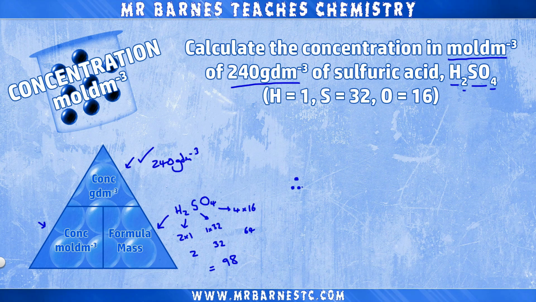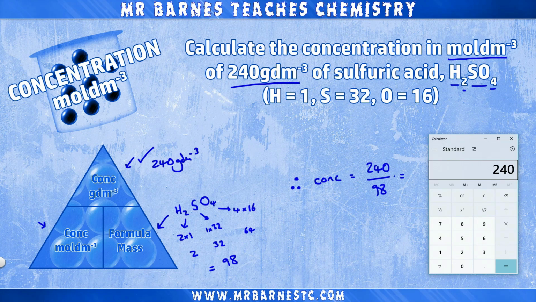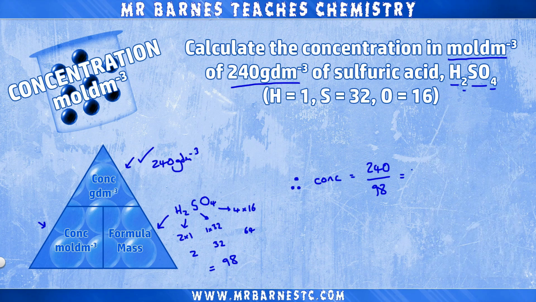Next step is the conversion. I need to divide grams per decimeter cubed, 240, by formula mass, 98, which comes out to 2.4 moles per decimeter cubed. And that's my answer.